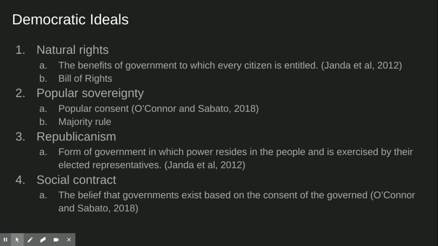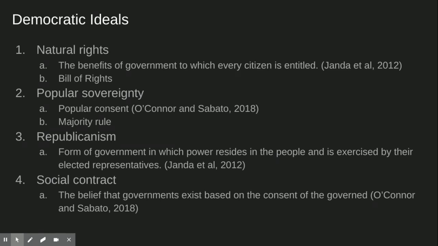Something else we need to think about in terms of the democratic ideals is republicanism. It's a form of government in which power resides in the people, but the key here is that it is exercised by their elected representatives. Republicanism is different from popular sovereignty. Republicanism includes this idea that we, the people, elect our representatives, and those representatives will make decisions on our behalf.